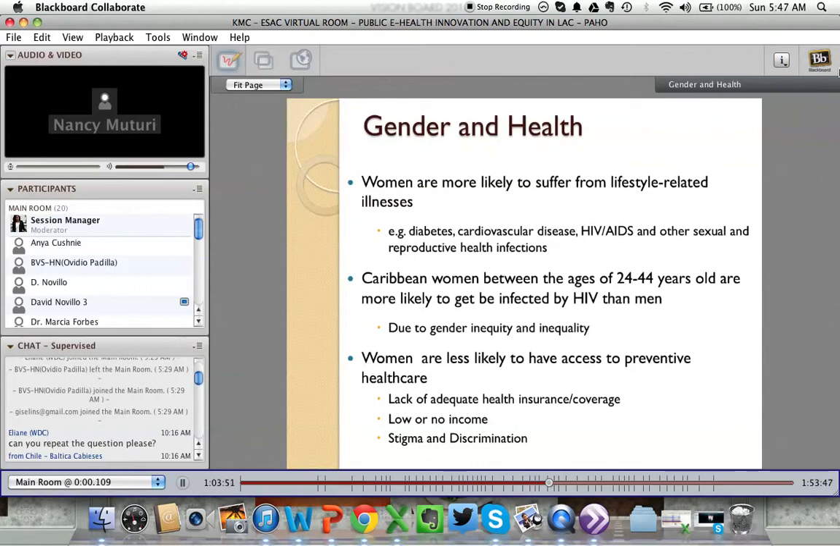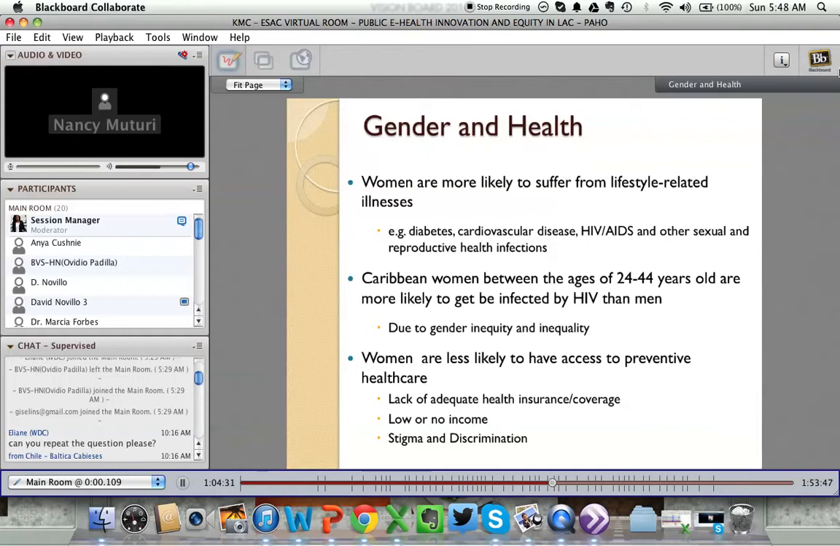When it comes to gender and health, this is very important because we do have many issues. As the first presenter touched on, there are some gender differences in terms of access and use of communication technologies. Women in the region are more likely to suffer health issues, for example HIV, AIDS, diabetes, and many other lifestyle diseases. Research has shown that more women have issues with HIV and AIDS, particularly due to gender inequality, so they're more likely to be infected.